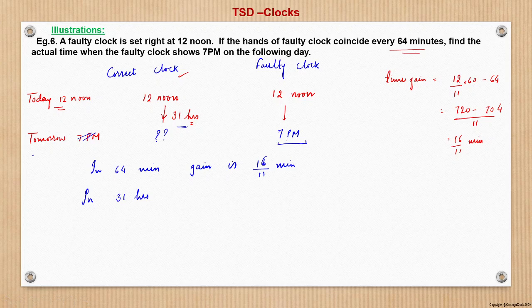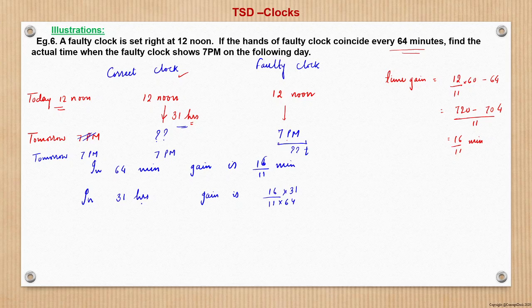And now when the actual time was set tomorrow at 7 p.m., so this was showing 7 p.m. Then this would be showing something else, right? With some gain. So what is that time? That we can find out, right? Let this time be t. So in 31 hours, the gain by the faulty clock is how much? 16 by 11 by 64 into 31, right?